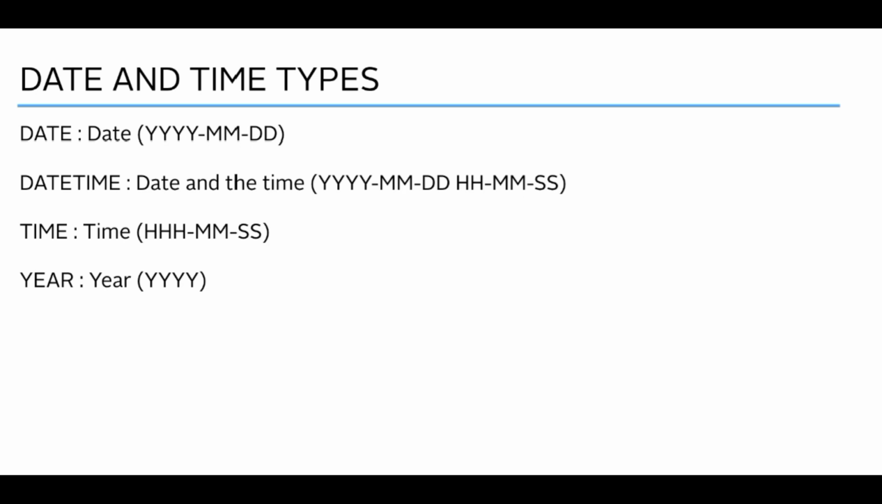And then finally we have the year data type, and this just holds year. So year. And this is good for things like a film release date. So the film released in 1985, for example.